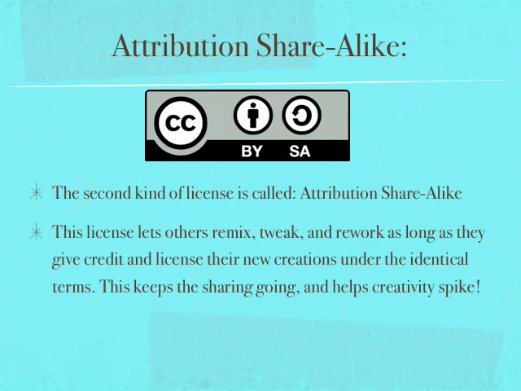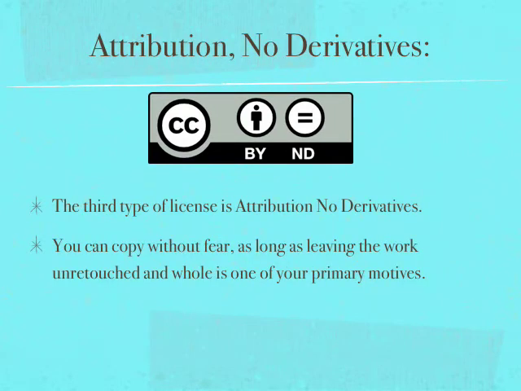The second kind of license is called attribution share alike. This license lets others remix, tweak, and rework as long as they give credit and license their new creations under the identical terms. This keeps the sharing going and helps creativity spike. The third type of license is attribution no derivatives. You can copy without fear as long as leaving the work unretouched and whole is one of your primary motives.